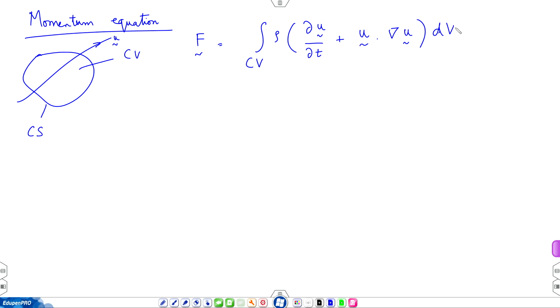So, this is a global version of the momentum equation. So, it should be there in your notes. I am not writing anything new. So, the rho dV is mass, elemental mass, integrated over the control volume is total mass. So, the bracketed term is acceleration.